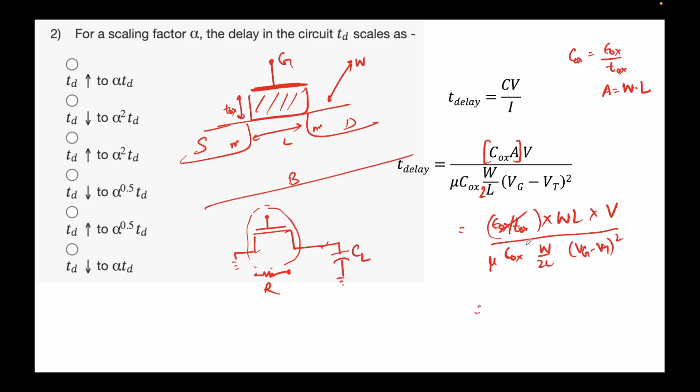So this and this gets cancelled, W and W gets cancelled, mu is a constant, so I'm not worried about that. So I'll write it like this: T delay is directly proportional to L square. 2 is a constant, so I'm dropping it. And this is voltage over voltage square. So I can write L square over voltage. Note, this voltage as well as these voltages are scaling by the same factor, right? This is also scaling by alpha, this is also scaling by alpha. So hence I can cancel them out. That's why this proportional sign.